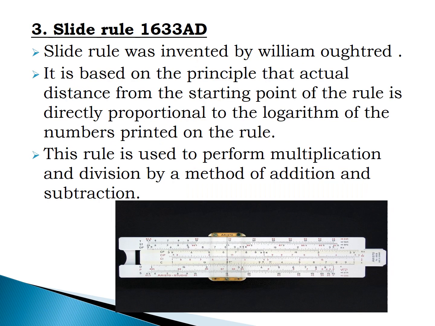Let us see the next evolution of computers. The third evolution, that is the slide rule. It was invented in the year 1633 AD by William Oughtred. It was based on the principle that the actual distance from the starting point of a rule is directly proportional to the logarithm of a number printed onto the rule. This rule is used to perform multiplication and division by a method of adding and subtracting.